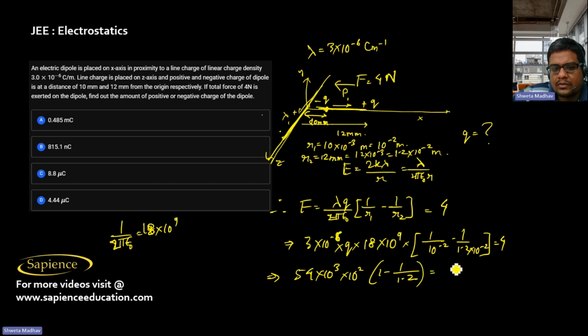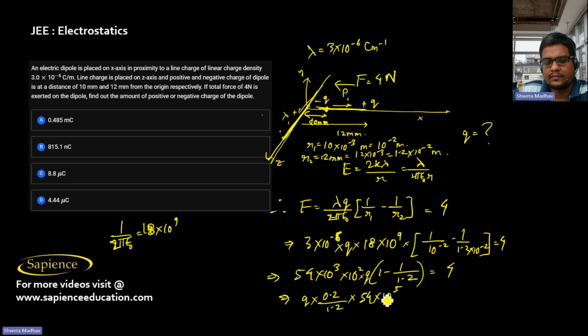So this will be equal to 4 into Q. Therefore, this will be Q into (1.2 minus 1), so 0.2. Q into 0.2 by 1.2 into 54 into 10 power 5 equal to 4. So 2 6s are 12, 6 9s are 54. So Q will be equal to 4 by 9 into 10 power minus 5 coulomb.